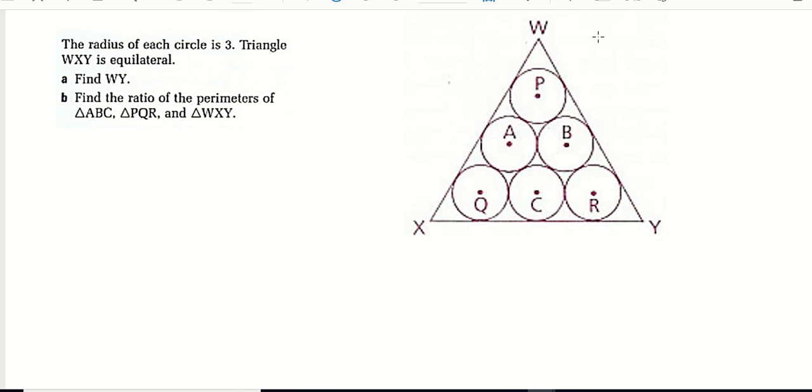Let's take a look at the 10.8 warm-up problem. The radius of each circle is 3. Triangle WXY is equilateral. A, find WY. Okay, so here is WY. It is one side of an equilateral triangle.